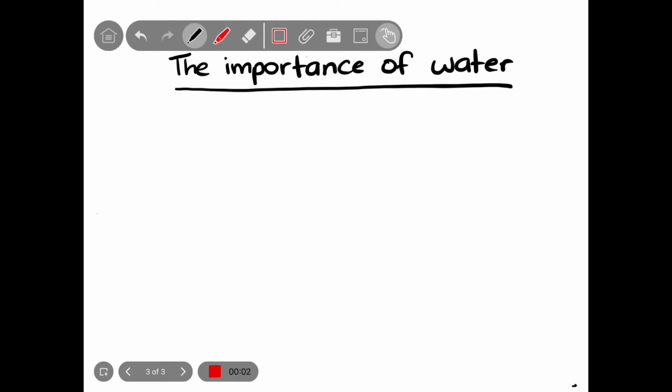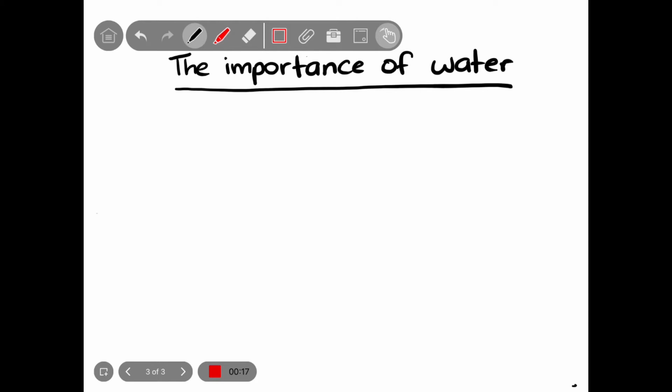Okay, let's get started. So I know that I need to write 2 paragraphs on the importance of water. And if I go back to my learning intention and success criteria, I need to make sure that I have simple and compound sentences in my writing.